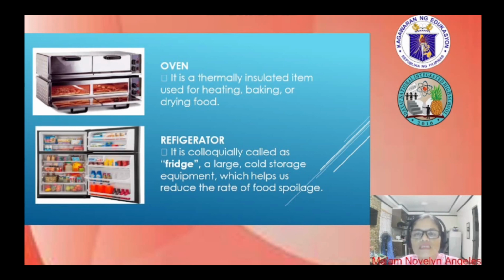Okay, the next kitchen equipment used in preparing appetizer is the refrigerator. It is colloquially called a fridge. So, fridge ang kalimitan tawag natin dito. It is a large cold storage equipment which helps us reduce the rate of food spoilage. So, para hindi masira yung mga pagkain o yung mga ingredients, hindi sila mapanis, kinakailangan ilagay natin sila in a refrigerator.